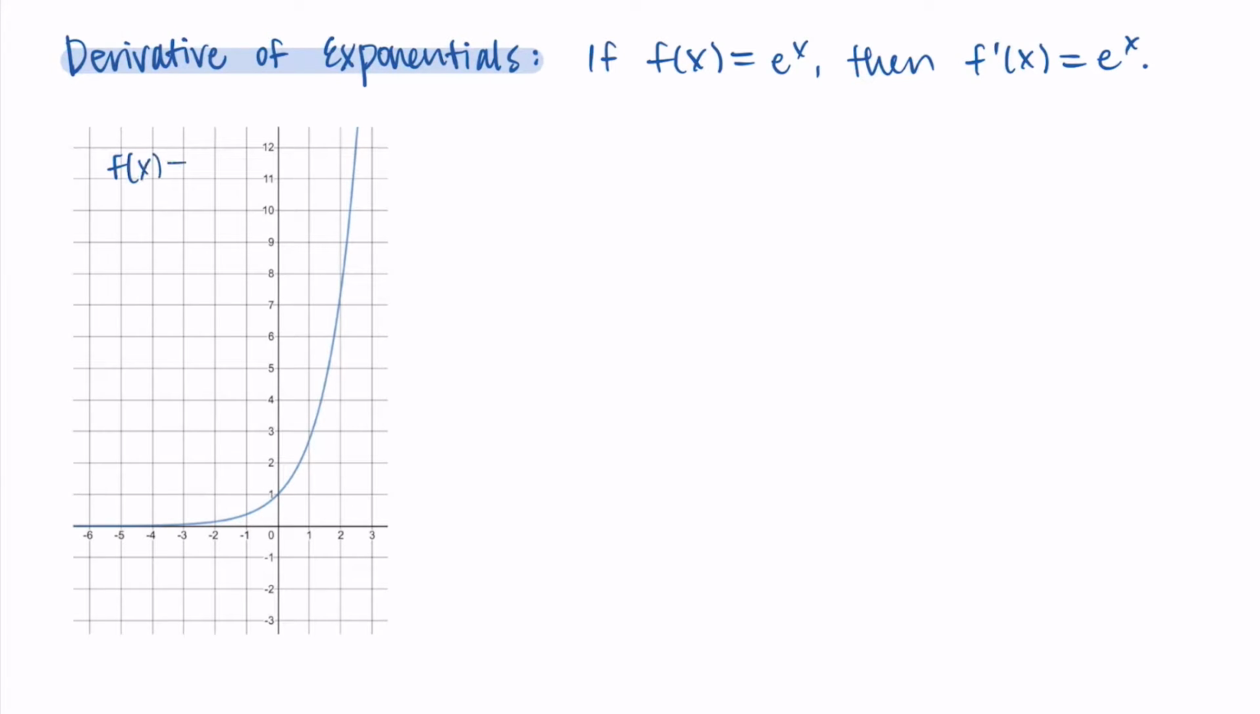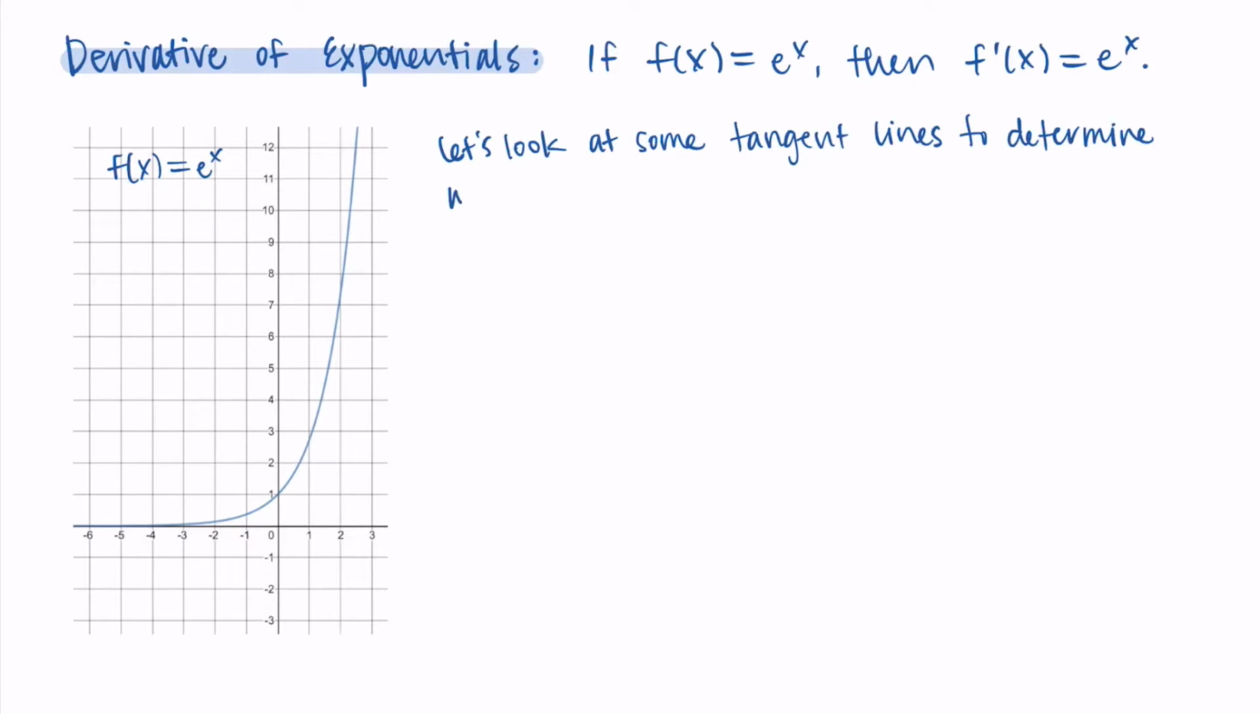Remember, the derivative is the slope of the tangent line. So when we have the derivative f prime, that function tells us the slope of the tangent line at any input value x. So let's look at some tangent lines of the function e to the x to determine the slope of those tangent lines, to help us understand what the derivative will be.